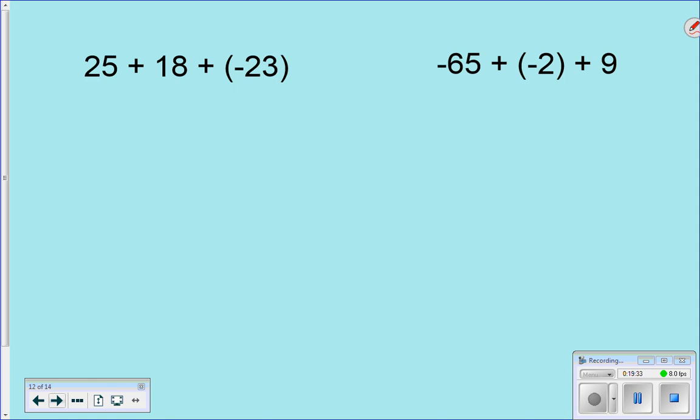Add these for me. I would still follow the same strategy. You could add all the negatives and the positives. You could do whatever you want. You could go from left to right.